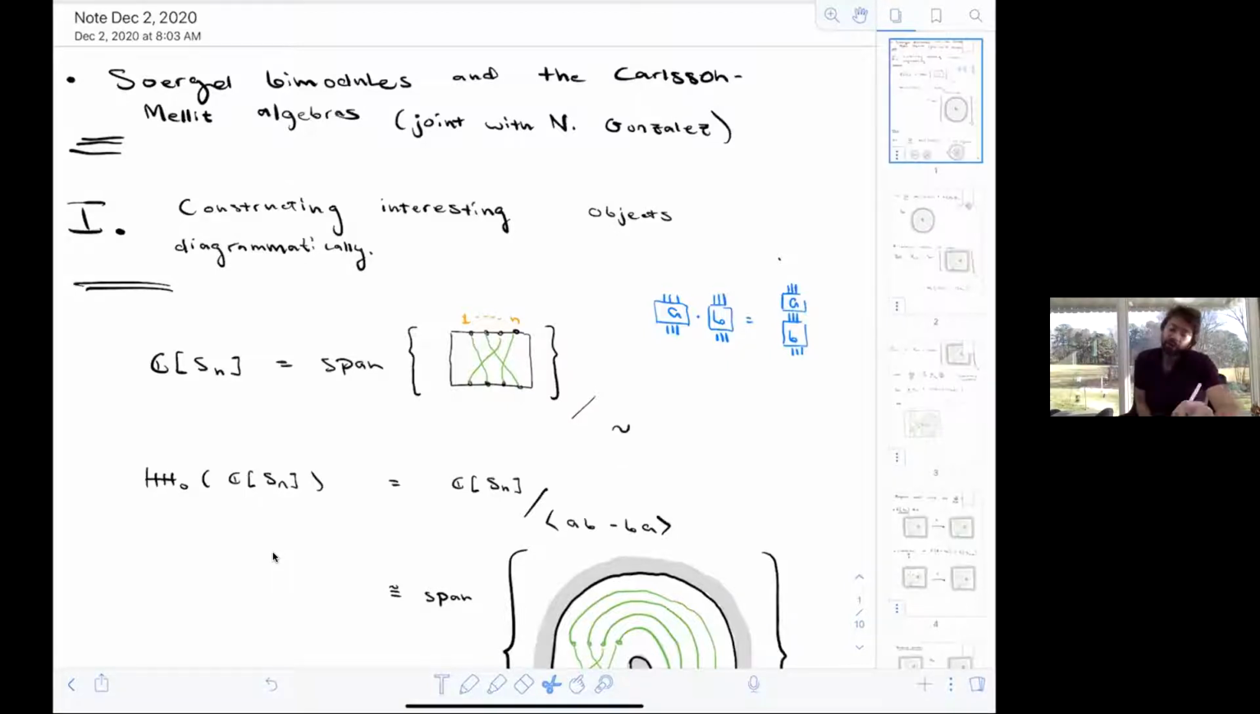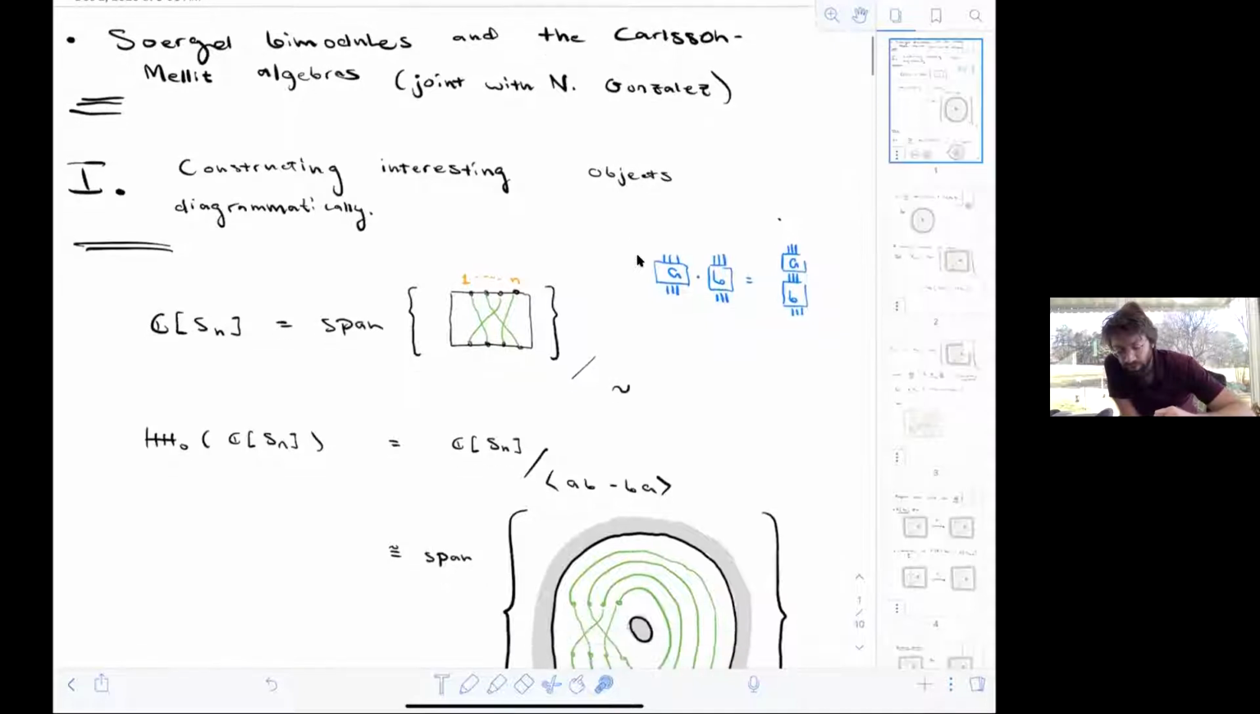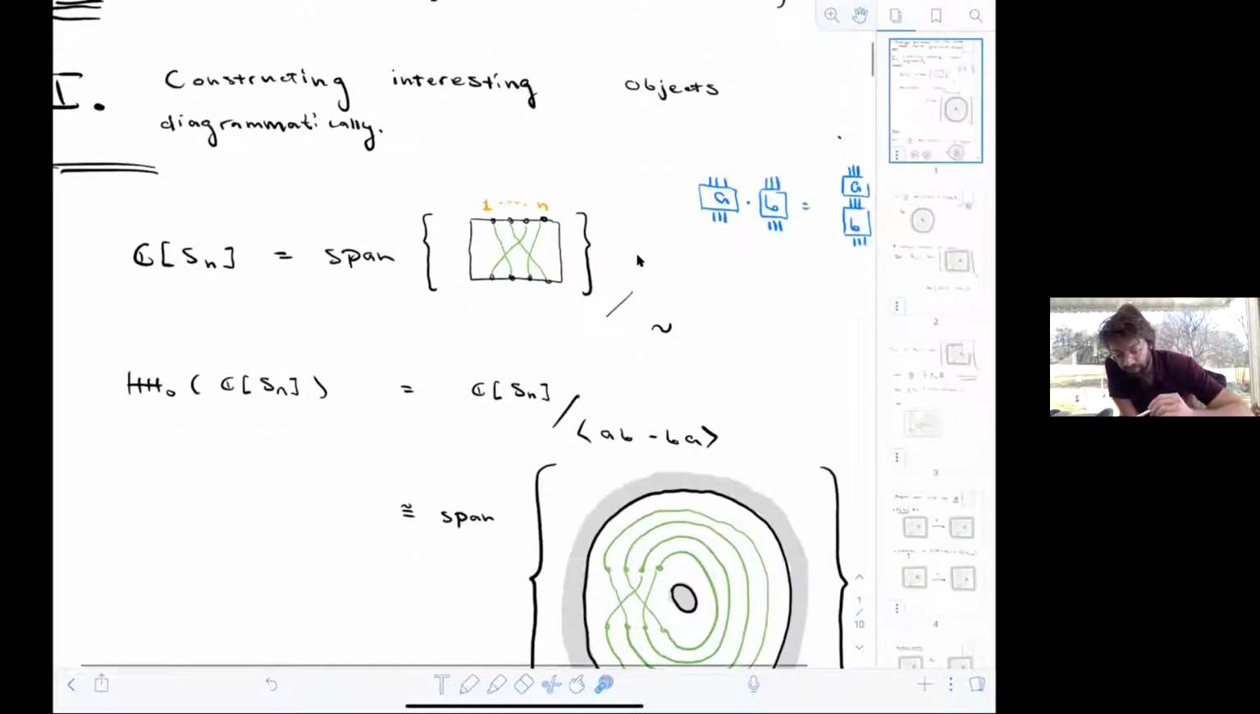Okay, so to begin with, I just want to talk about something very elementary: how interesting structures can be presented graphically, just to get us in the mood for what's going to happen later. This is all hopefully familiar to everyone, the symmetric group algebra. A permutation can be denoted diagrammatically by a string diagram like so. The symmetric group algebra is the formal span of such diagrams, mod relations.